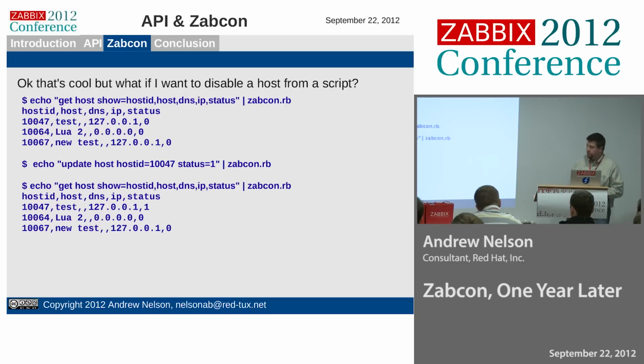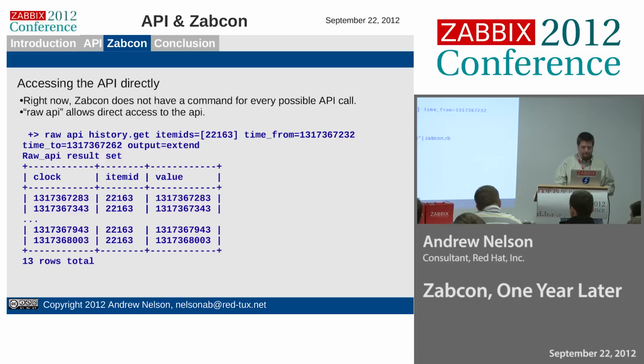So here's how we call it inside of a script, and you can see the results definitely change as appropriate. We can also call the API directly within Zabcon. So let's say we have something that the Zabbix API library does not understand, or Zabcon doesn't understand the command. You can call the API directly using the raw API command. So it's basically raw API, the method you want to call, and then the parameters you want to pass to it, and then it will return the result for you.